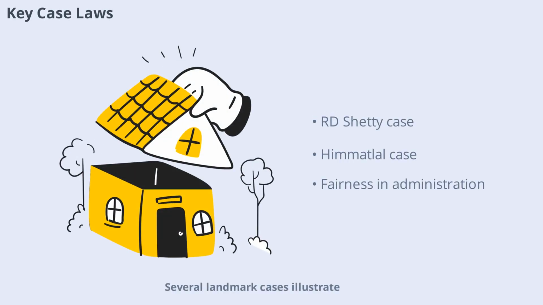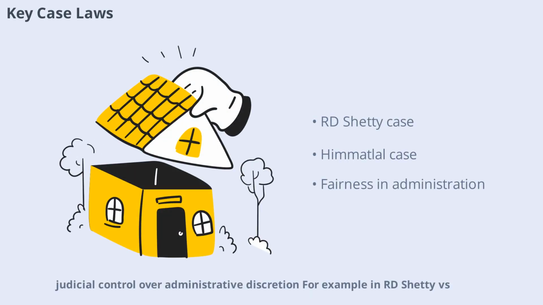Several landmark cases illustrate judicial control over administrative discretion. For example, in R.D. Shetty v. International Airport Authority, 1979, the Supreme Court emphasized the need for fairness and reasonableness in administrative actions. Similarly, Himatlal v. Police Commissioner, Ahmedabad, 1973, reinforced the importance of procedural safeguards.